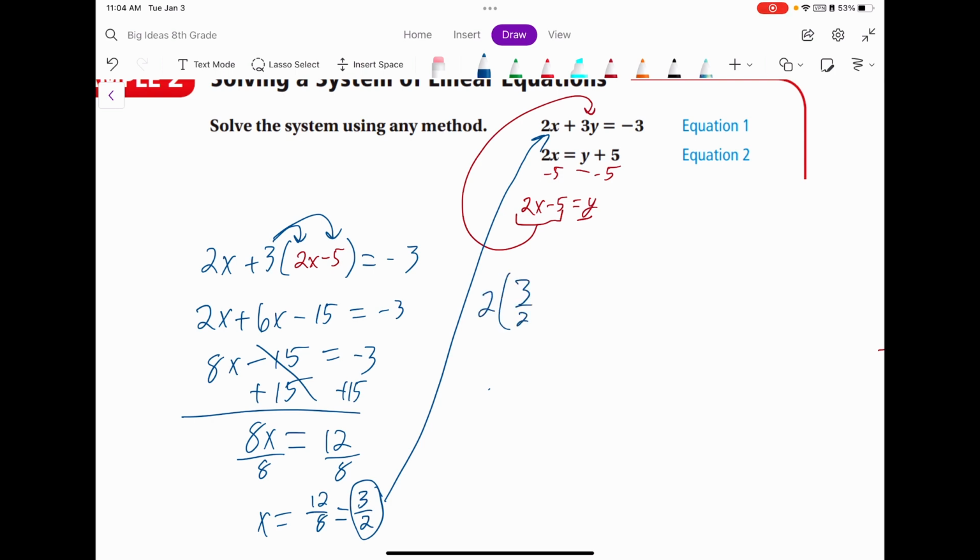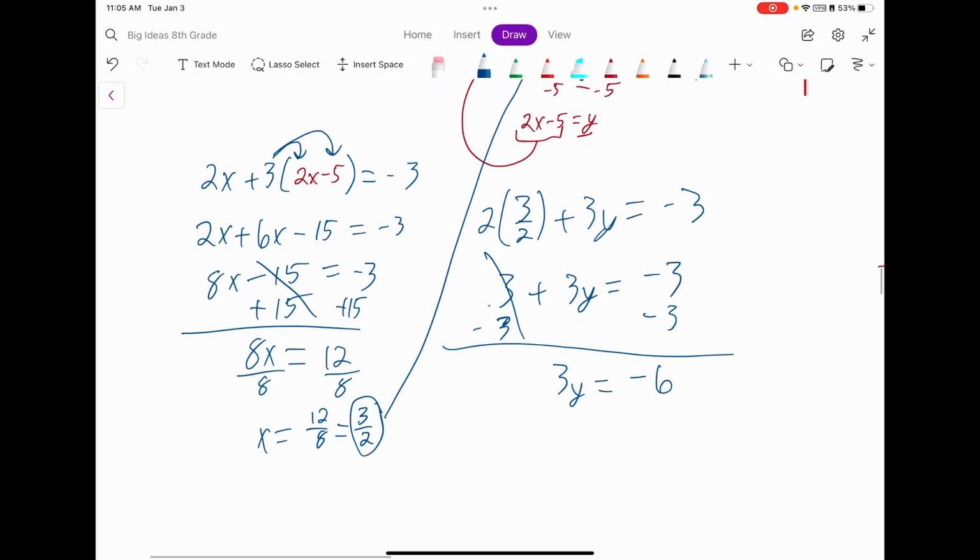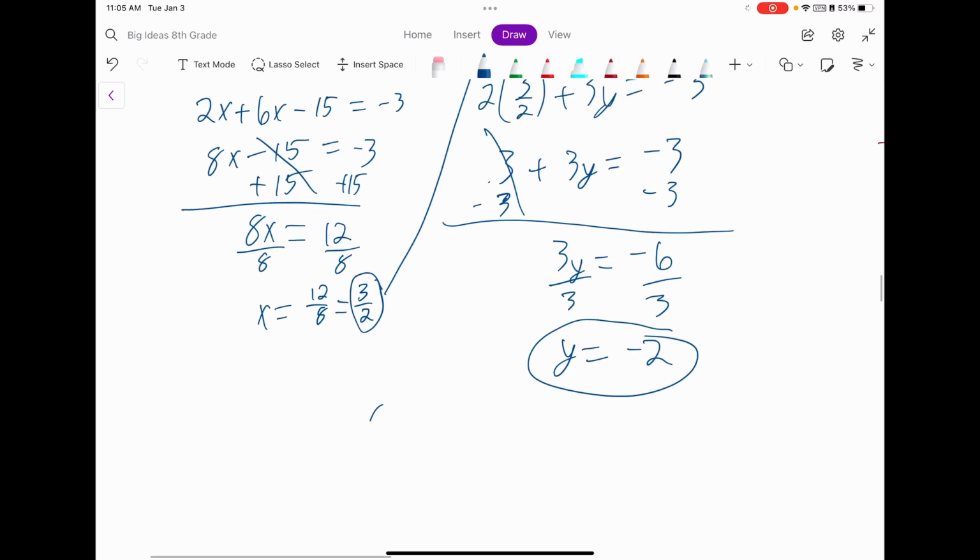2 times 3 over 2 plus 3y equals negative 3. Now we just start simplifying and solving. So I have 2 times 3 over 2, which gives me 3 plus 3y equals negative 3. So I'm going to subtract 3 from both sides. That'll cancel. I have 3y equals negative 6. Divide by 3 on both sides. I get y equals negative 2. So now my coordinate point looks like 3 over 2, comma, negative 2. And that is your final solution. Okay?